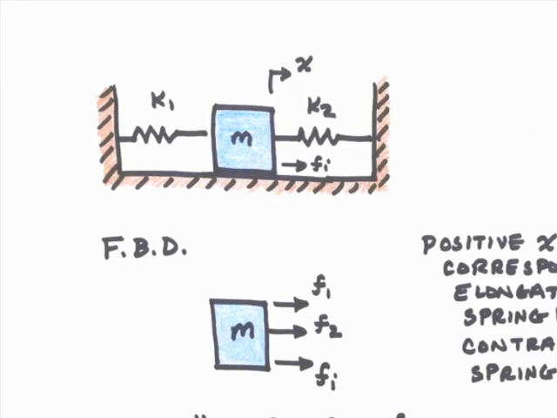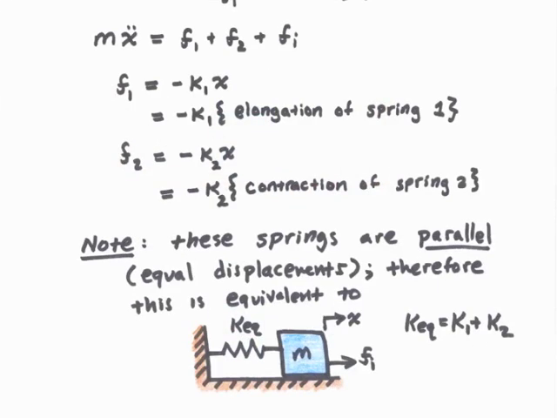The same can be said for F2. We've drawn its positive direction to the right, but we know if x is positive, spring 2 will be pushing to the left. That tells us that F2 must also be equal to minus k2 x. So we have the equation of motion m x double dot equals F1 plus F2 plus Fi, and we have F1 equals minus k1 x and F2 equals minus k2 x. These are the equations that govern the system.